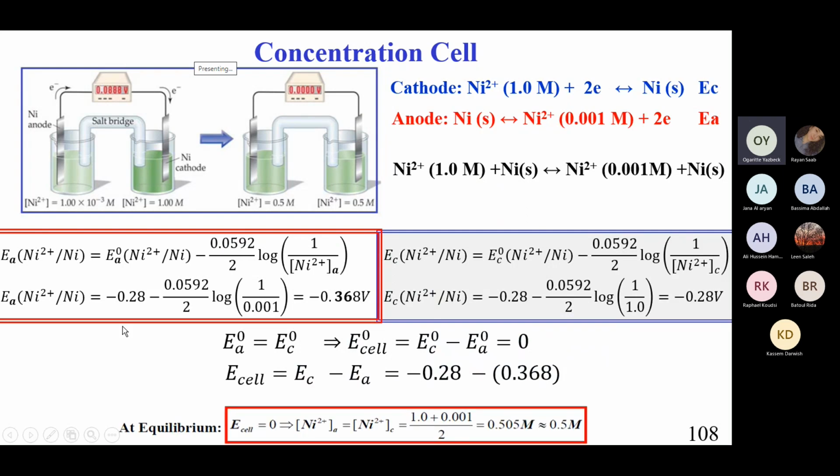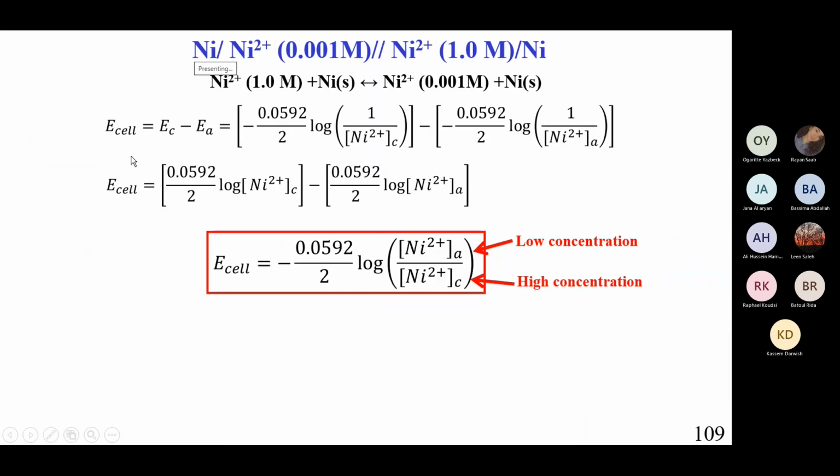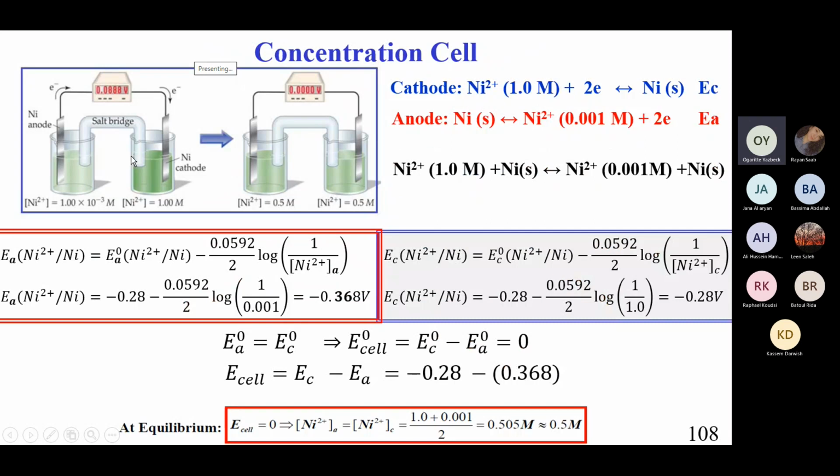Now, the next piece is a nickel example of a concentration cell. So here we have nickel at the anode, nickel at the cathode, and the nickel 2 plus concentration on the anode side is 1 times 10 to the minus 3. And the nickel 2 plus on the cathode reduction half reaction side is 1.